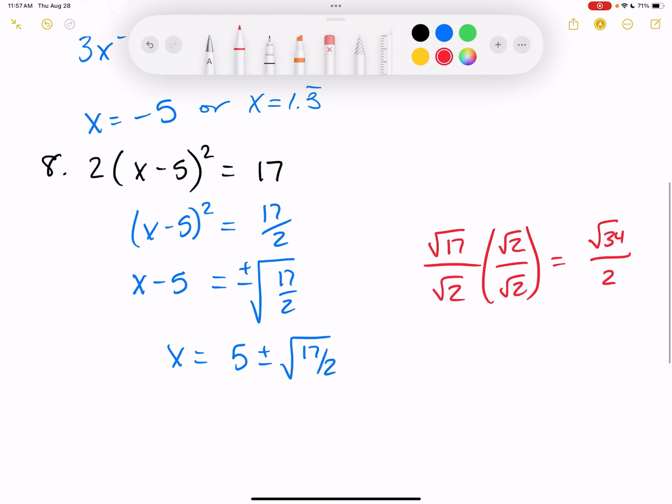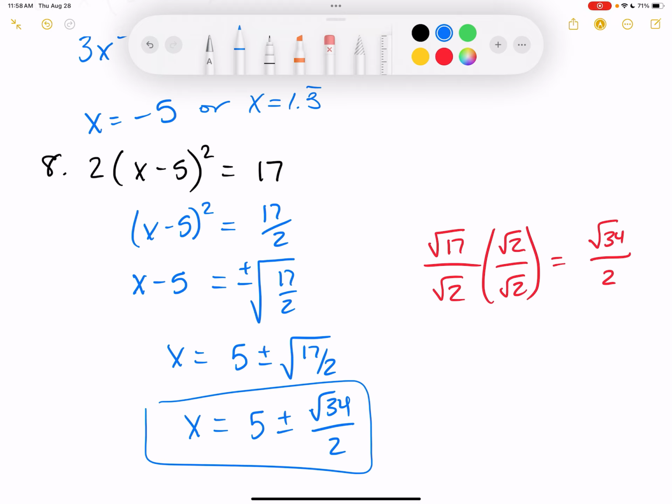So the final answer here would actually be x is equal to 5, really should be split, but plus or minus the square root of 34 over 2. I've yet to understand why it can't be on the bottom when very clearly it's the same number, just written differently. I don't know who decided that you can't. I just know that you can't, and they want everything rationalized. Wanted to give us something else to do, yeah.